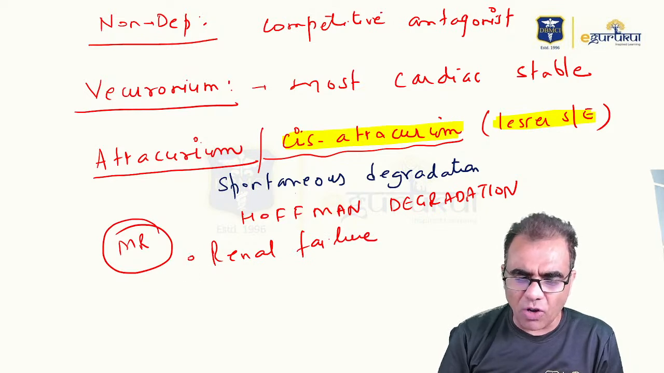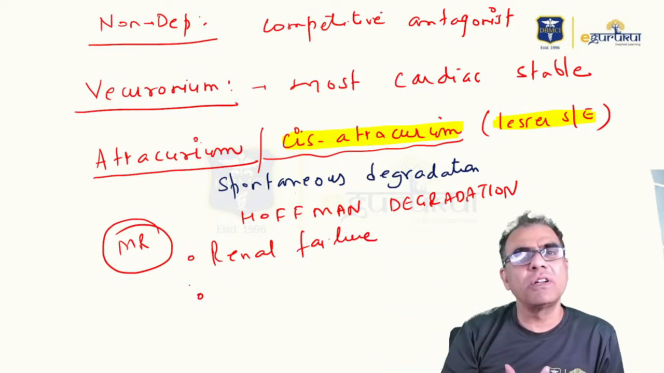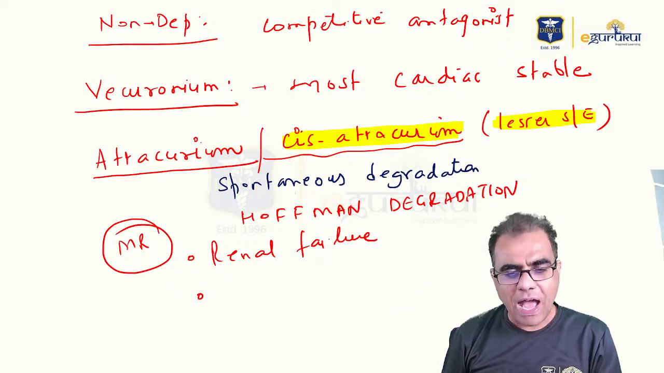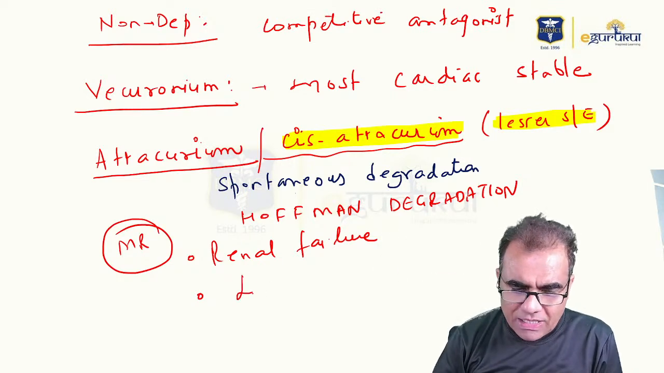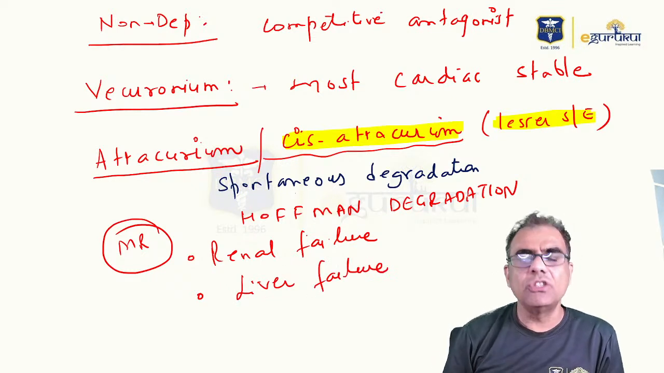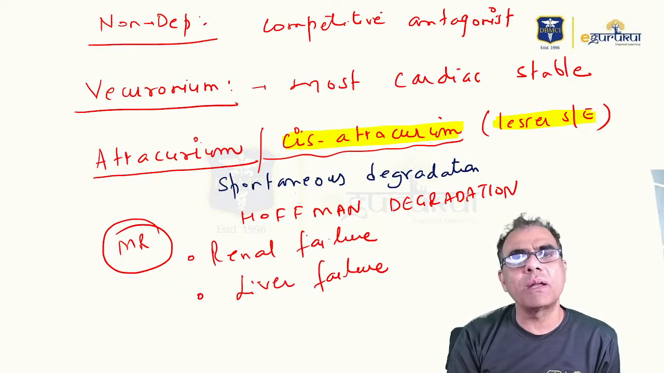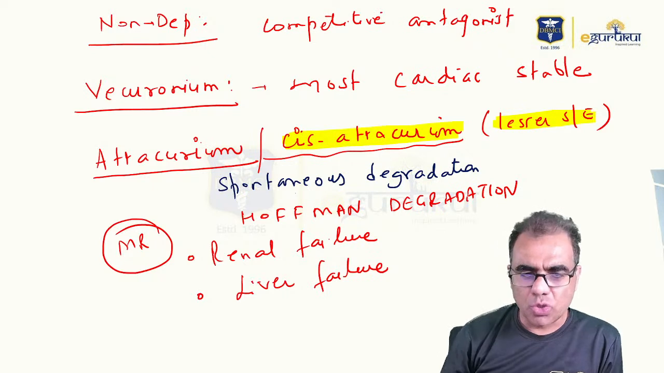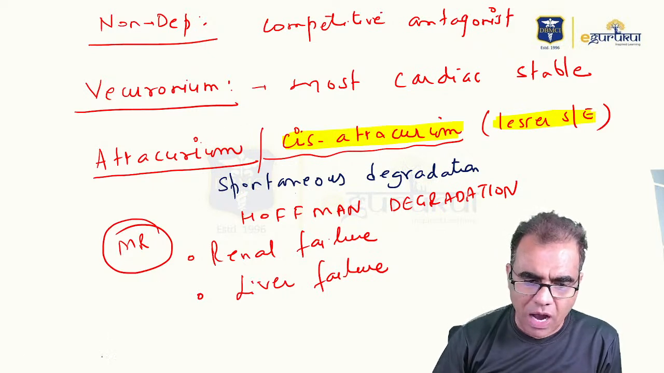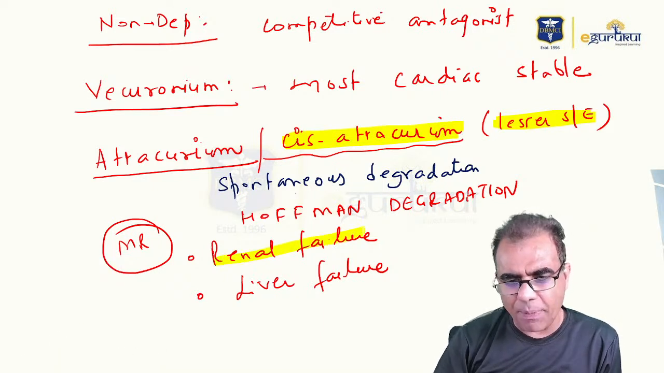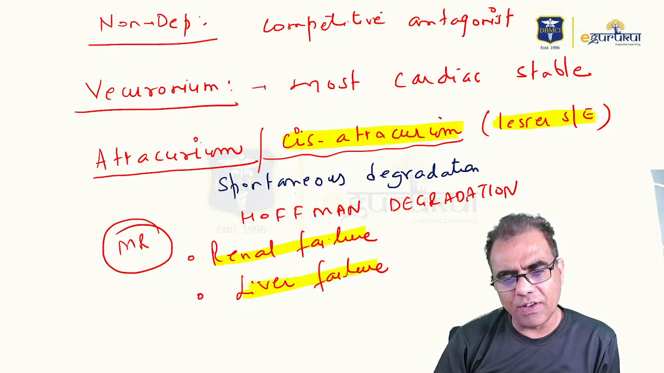In renal failure patients, we always have a risk of accumulation of the drug. But this drug is automatically metabolized, so there is no risk. And also it is the muscle relaxant of choice for liver failure because it is not dependent on the liver for its metabolism, spontaneously degraded. So atracurium and cis-atracurium are the muscle relaxant of choice for hepatic failure and renal failure.